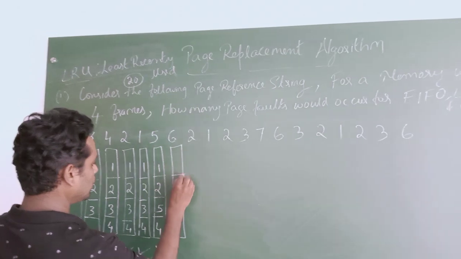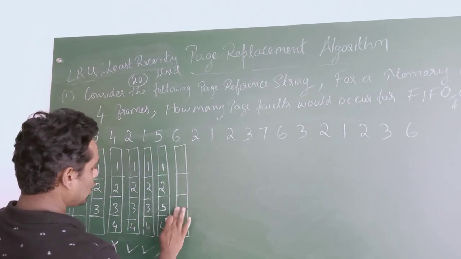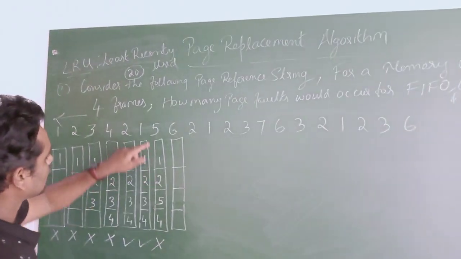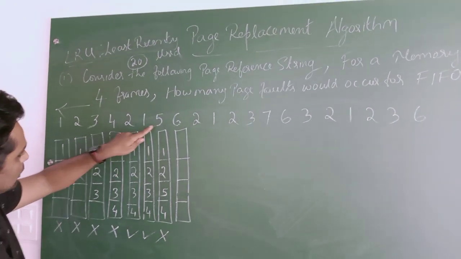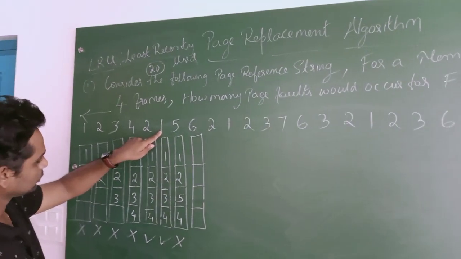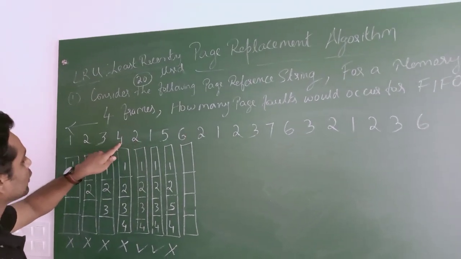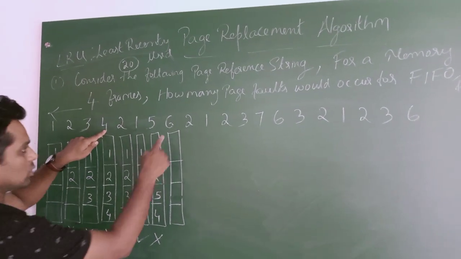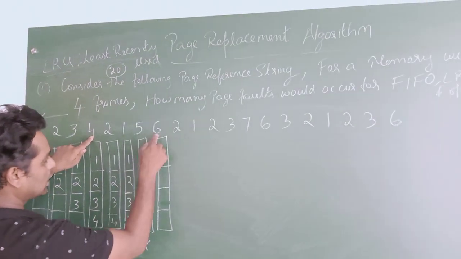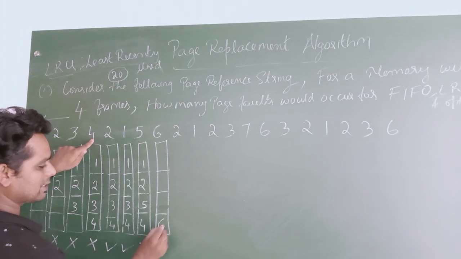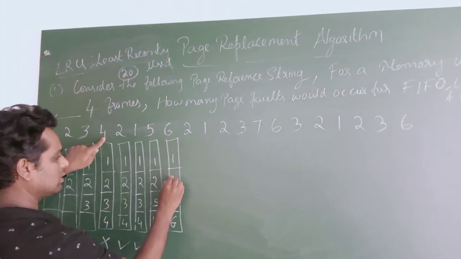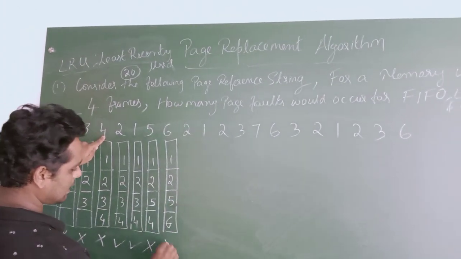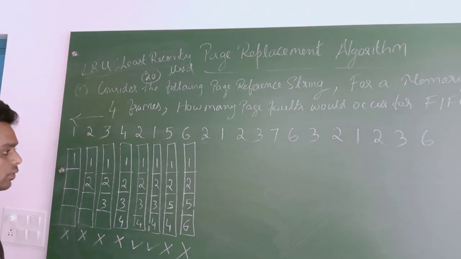So at that time what you do? In 1, 2, 5, 4: 5 is here, 1 is here, 2 is here, 4 is least recently used. So 4 will be swapped out and you are swapping in which one here? 6. And remaining everything is same. And again replace, that is called a page fault.